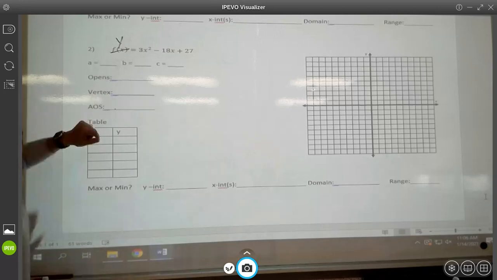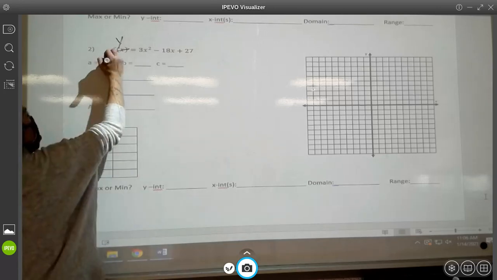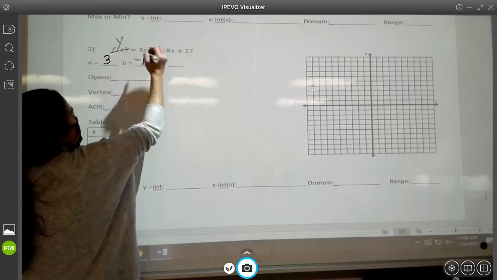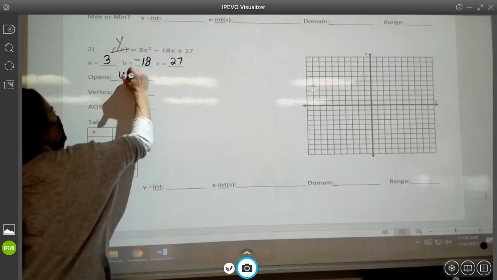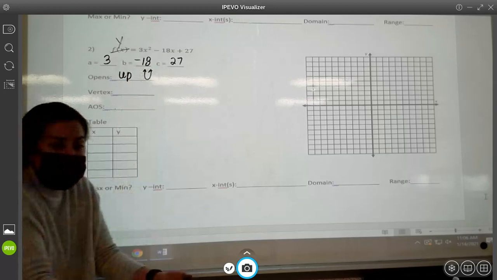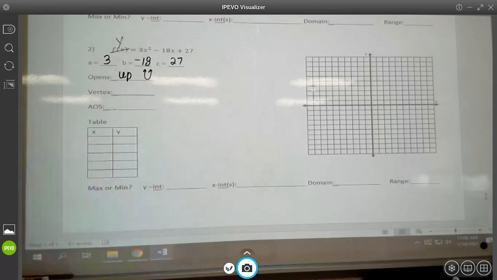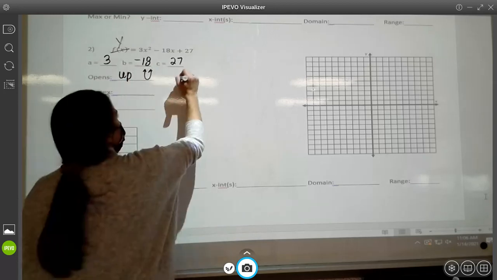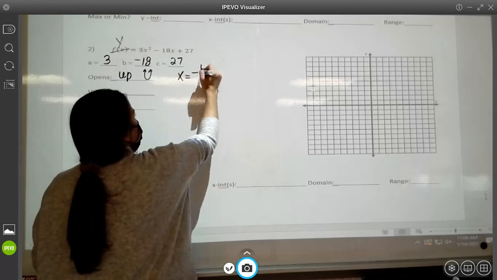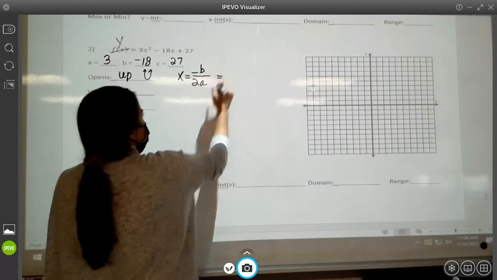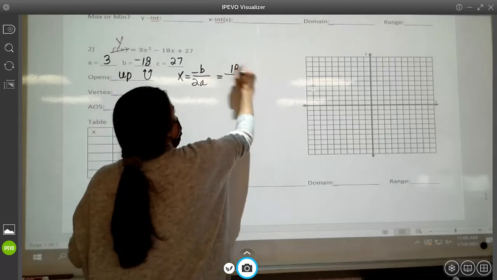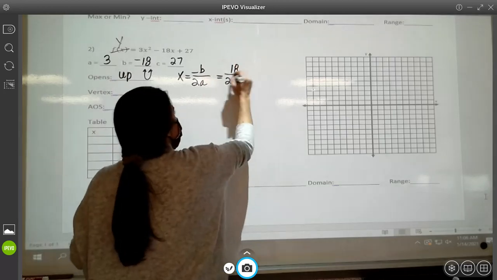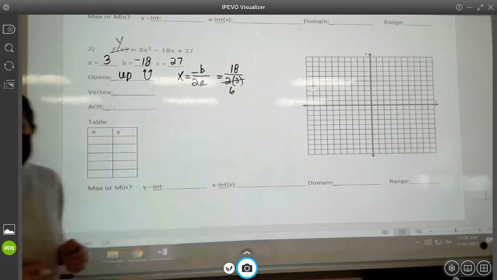All right, in this problem, a is 3, b is -18, and c is 27. All right, this parabola opens, a is positive, up. So we have a visual, which means our pattern should be going up from our vertex. All right, let's get our vertex. x equals the opposite of b divided by 2 times a. The opposite of b here is +18. Divided by 2 times a is 3, which is 6. 18 divided by 6 is 3.